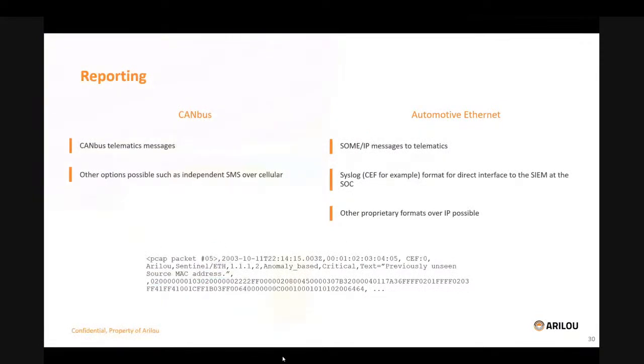So now we've got all the events and we found attacks and we found suspicious things and we want to report them. And the IDS needs to report to somewhere. On the CANbus, the prime suspect would be the telematics. So the CAN IDS will send a telematics message, which will be conveyed through the telematics to the SOC, and it will be analyzed there.